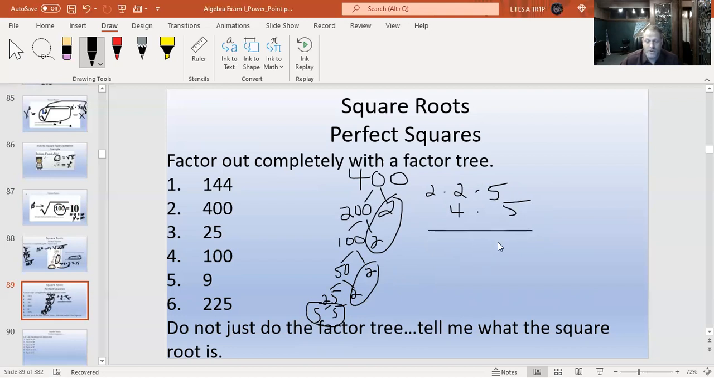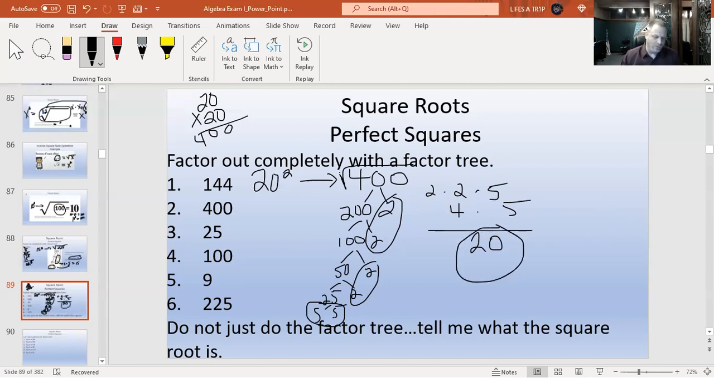Okay, so 2 times 2 is 4 times 5. So the perfect square root of 400 is 20. All right, let's double check. 20 times 20. All right, 0 and then 0 and then 400. All right, so 20 to the second power is the inverse of the square root of 400. All right, which 20 is the perfect square root of 400.